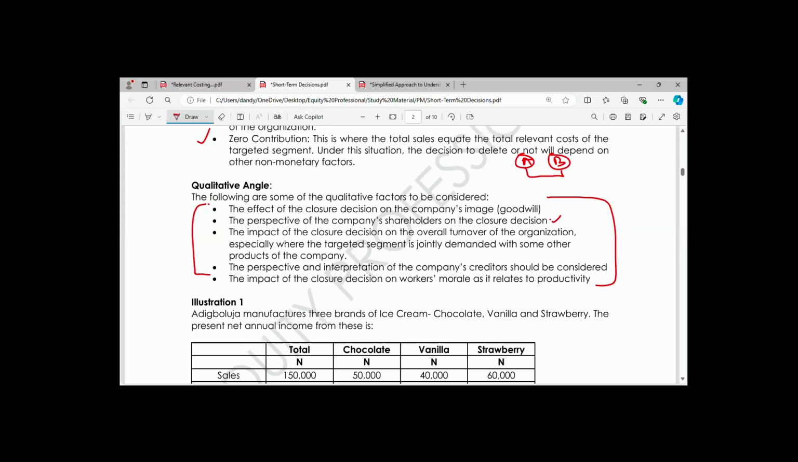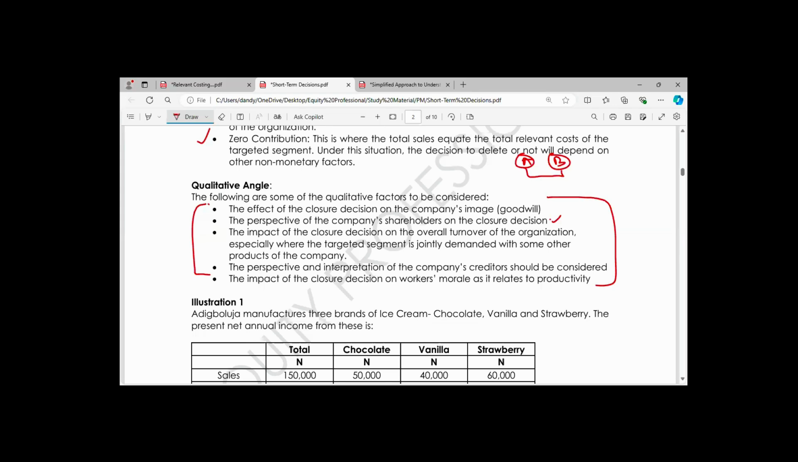So when a company wants to introduce a change, before a product is deleted or discontinued, there will be need to inform all relevant stakeholders, including the customers, including the creditors, people that have lent the company money. The shareholders must be aware. Carry everybody along so that they don't refuse the change. Because when you are trying to introduce a change, there may be resistance as a result of that.